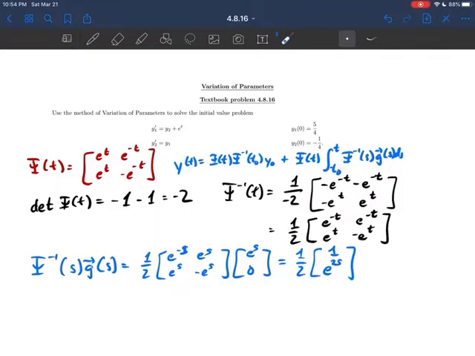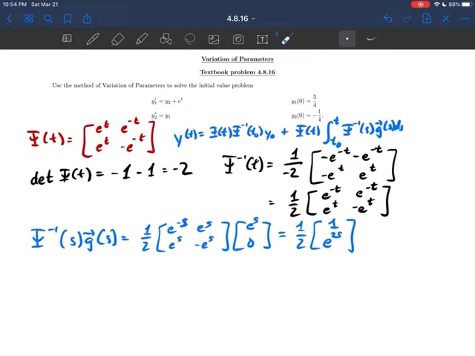Remember up here, we're going to have to integrate this thing from t0 to t. t0 in this case is 0. So it's going to be an integral from 0 to t. All right, so let's get on with that.